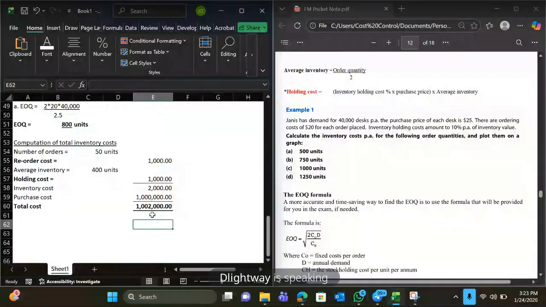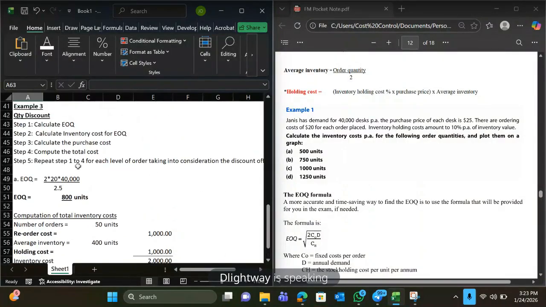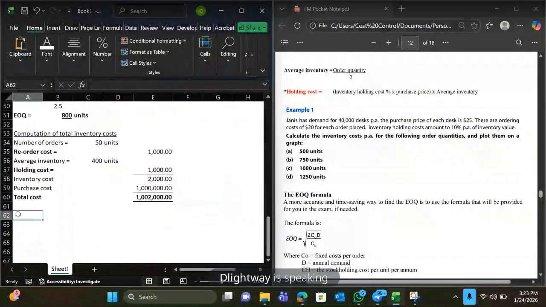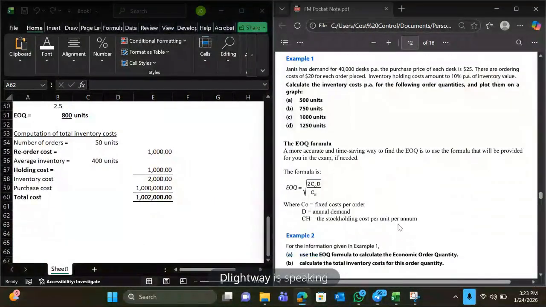All right. So this is the amount for the EOQ. The next thing, according to the steps I told you, is to repeat step 2 to step 4 for each level of order, taking into consideration the discounts offered. Now, let's go back to the question.